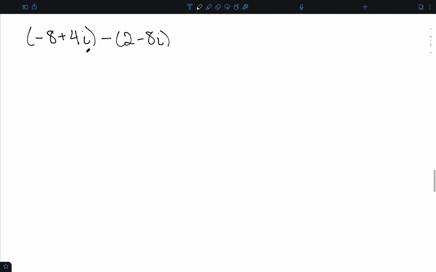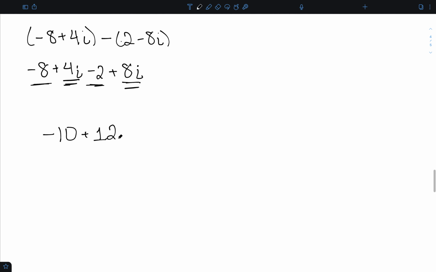Next, let's look at -8 plus 4i minus the quantity 2 minus 8i. When I'm dealing with subtraction, I need to distribute the negative sign. So this is -2, and then minus -8i, or plus 8i. I have -8 minus 2, which is -10. And then 4i plus 8i would give me 12i. So this simplifies to -10 plus 12i.